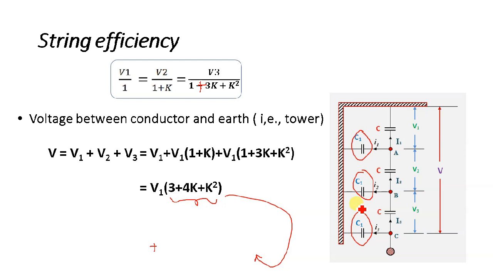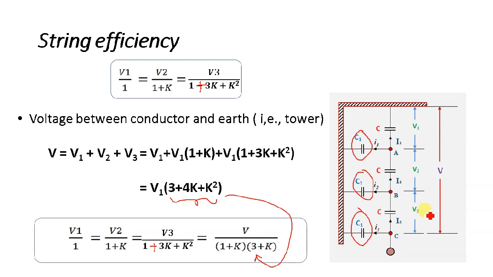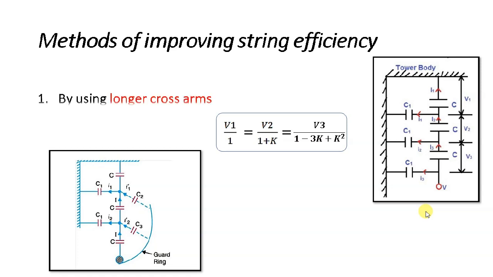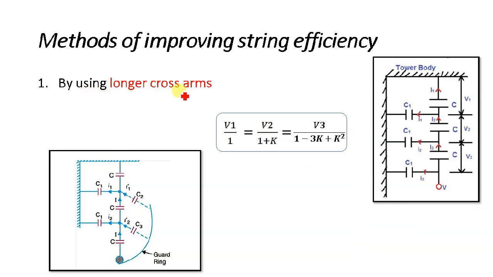If we neglect this effect of C1, and make V1 equal to V2 equal to V3, we can make our string efficiency nearest to 100%. So how can we do this? These are some of the methods that we can use. The first one is by using a longer cross arm.